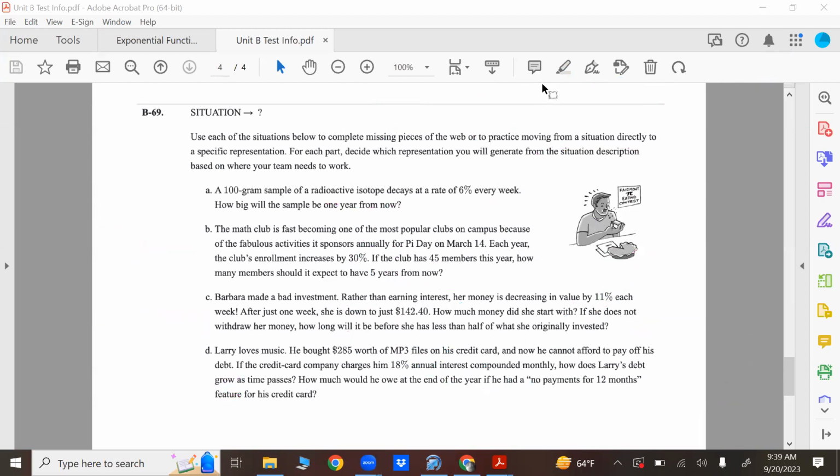Here, you're asked to decide which representation you will generate from the situation description based on what your team needs to work on. Let's just answer the questions. That's just kind of crazy what they're saying.